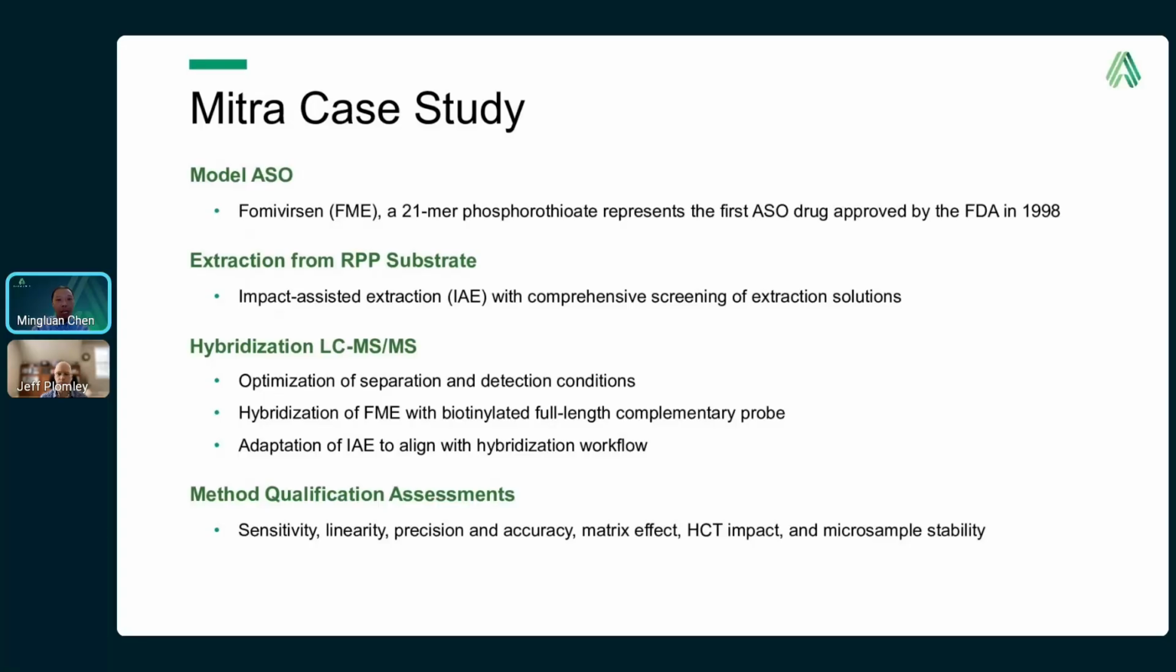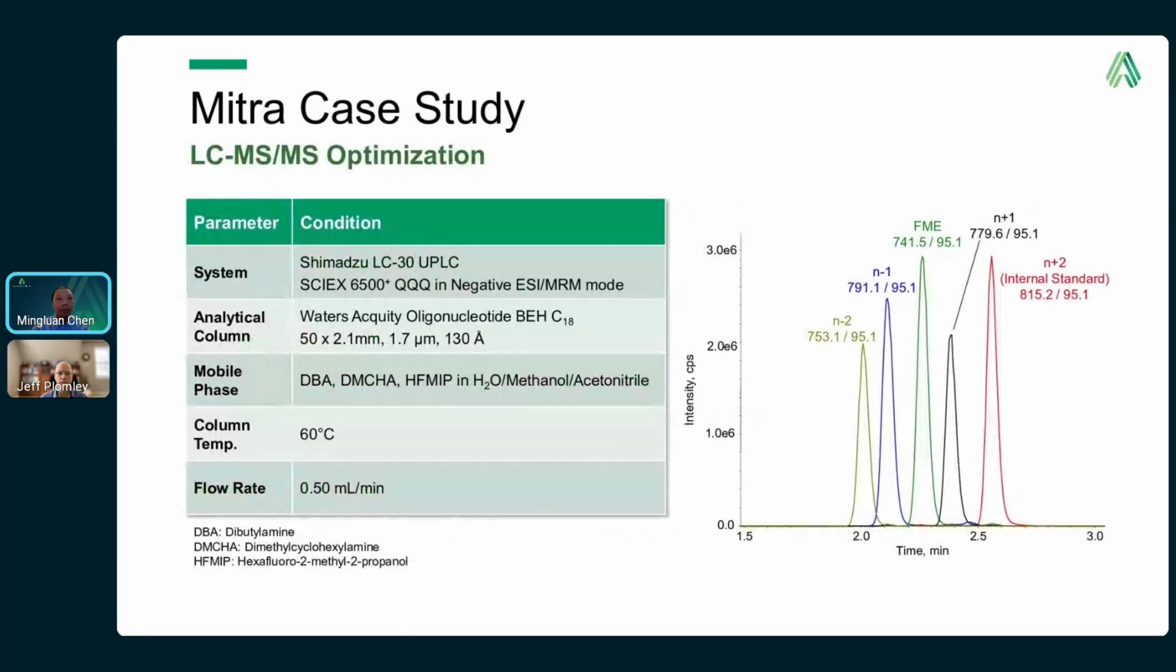Mass quantification assessments, including the sensitivity, linearity, precision, accuracy, matrix effect, hematocrit impact, and the microsample stabilities. The slides summarize the LC-MS optimization to achieve robust selectivity for Formiversen and its related species.